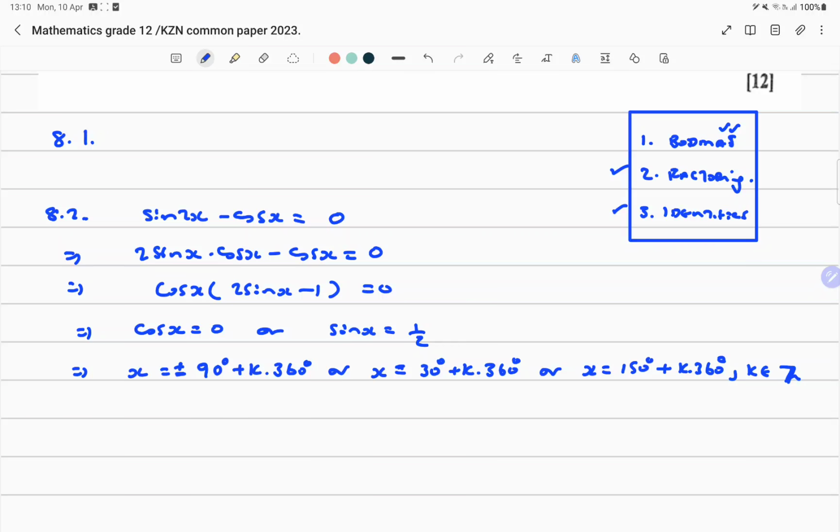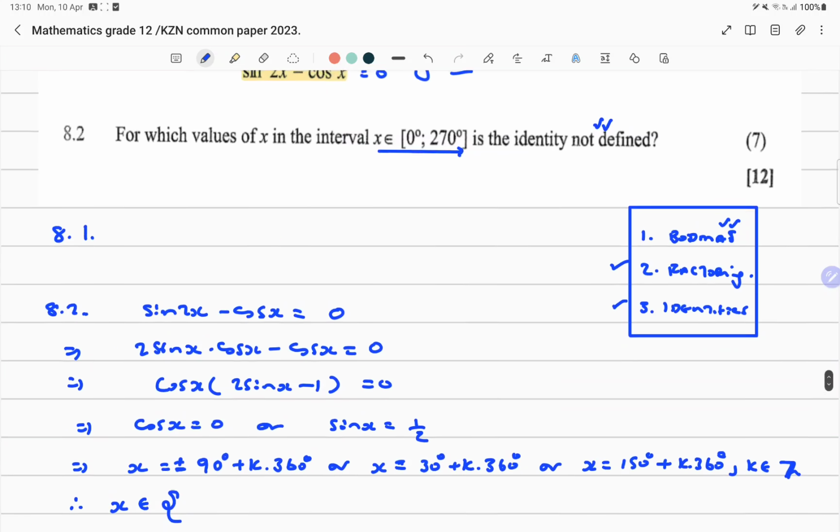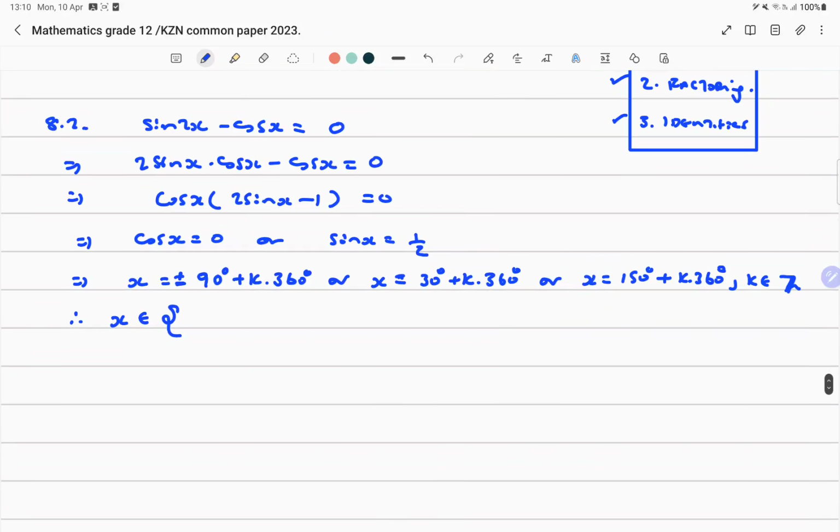Okay, yeah, that is a bit of a nightmarish one, but again, I've shown you guys how to do general solutions, so that should not be a problem. So once we have those general solutions, we can make a conclusion and say, therefore, x is an element of. Now let's find out. We're going to start from the smallest to the biggest. Okay, so we want it from 0 to 270, meaning only the positive angles, no negative angles. So we can see that when k is 0, in this case here, we're going to have 30 degrees, we're going to have 90 degrees, we're going to have 150, and then that's it.